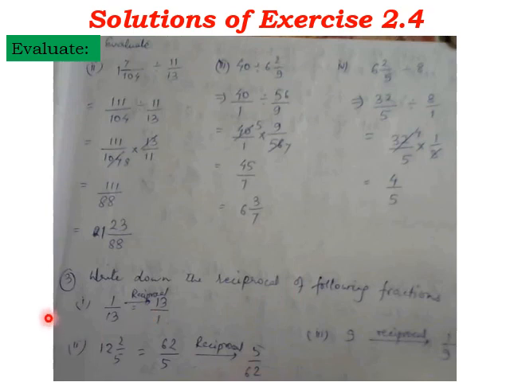Question number 3 says, write down the reciprocal of the following fractions. Reciprocal is already told to you. In reciprocals, we just invert the given number. Invert means we divide it by 1. So, the reciprocal of 1 by 13 will be 13 by 1. Reciprocal of 12 whole 2 by 5: when we simplify 12 whole 2 by 5, we will get 62 by 5 and its reciprocal will be 5 by 62. Third is 9. So its reciprocal will be 1 by 9.